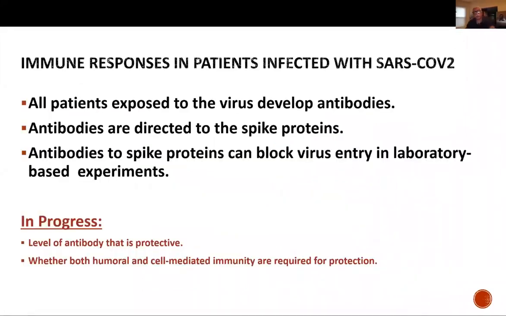So what do we know about the virus immunology so far? All patients exposed to the virus develop antibodies. Antibodies are directed against spike protein in the patients. And antibodies to the spike protein can block virus entry in laboratory-based experiments. We just showed you that. What is in progress? A lot of things are in progress. What is the level of antibody that is protective? We don't know that yet. Whether both humoral and cell-mediated immunity are required for protection, we don't know that yet.